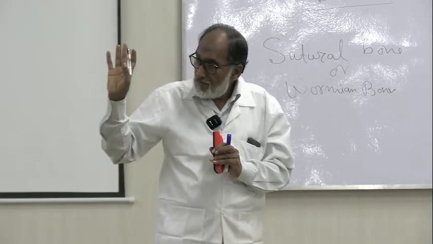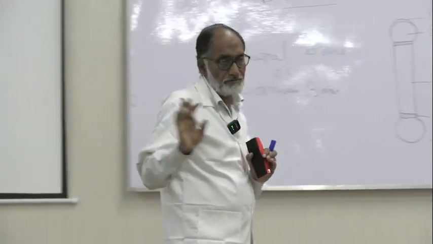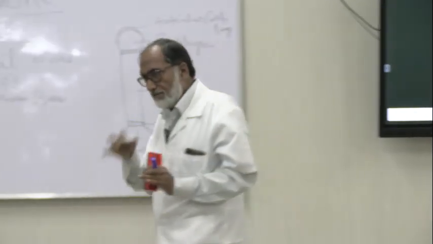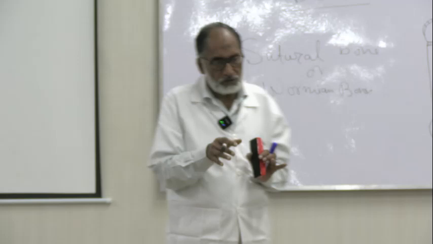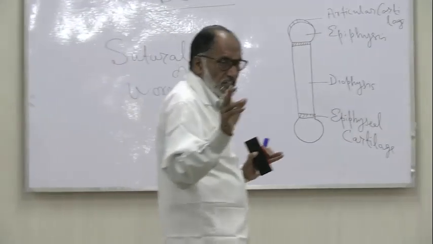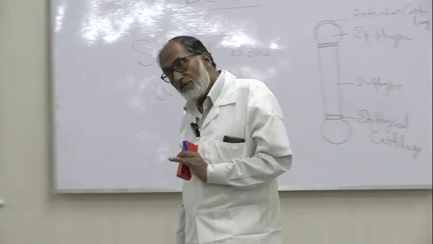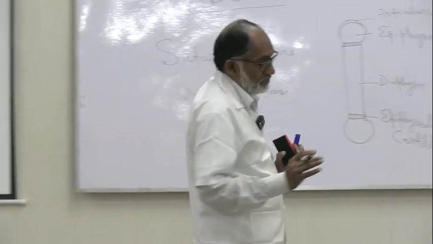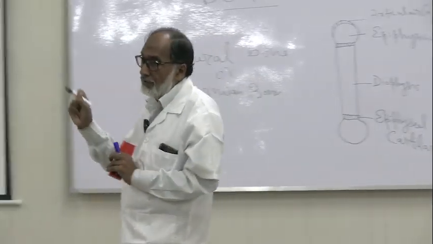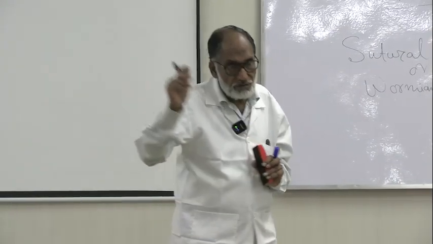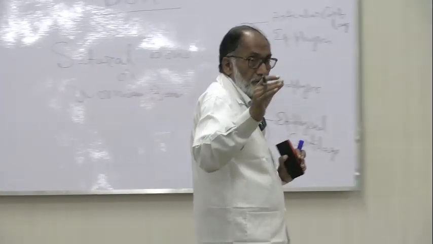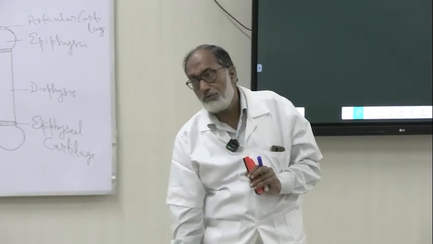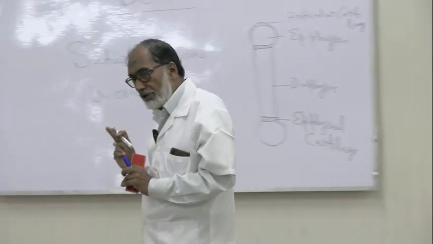Now, secondary center of ossification. The secondary center of ossification develops outside the embryo, meaning after birth. Here there is an exception, except the lower end of the femur and the upper end of the tibia. They develop before birth. Lower end of the femur and upper end of the tibia. It is an exception, right?